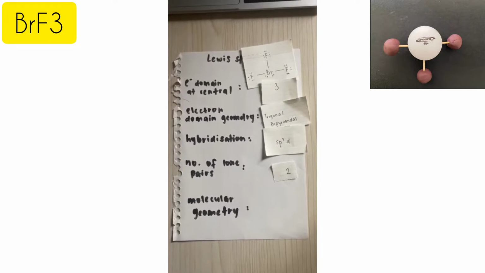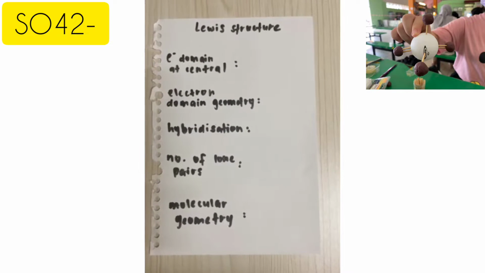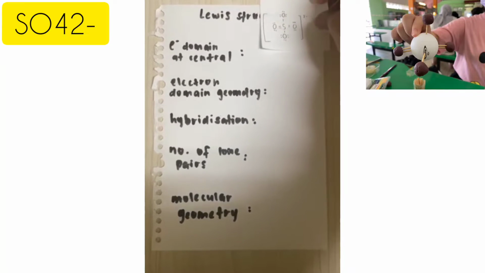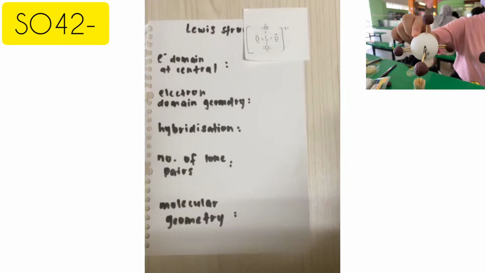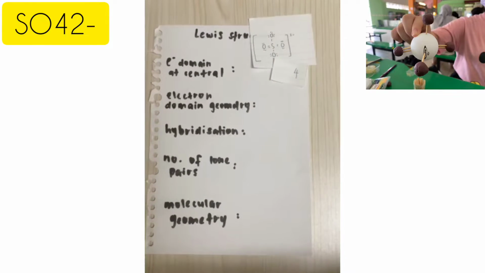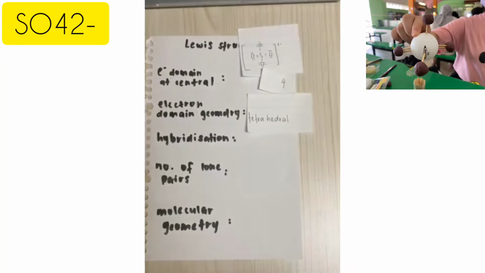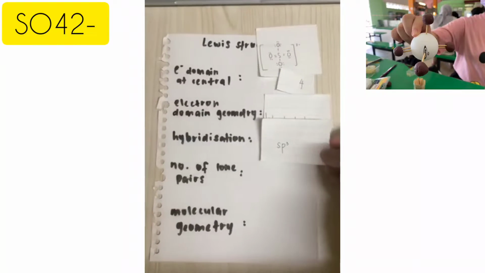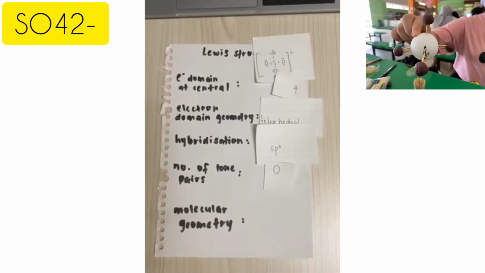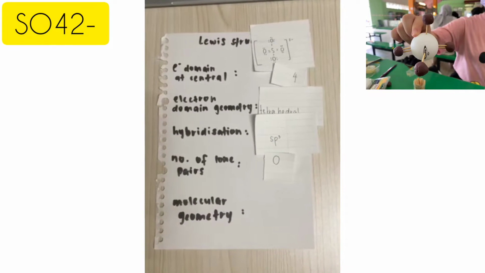The SO4, the Lewis structure is, the electron domain at the central atom is, and then the electron domain geometry is, the hybridization of SO4 is, number of bond pairs, and the molecular geometry is.